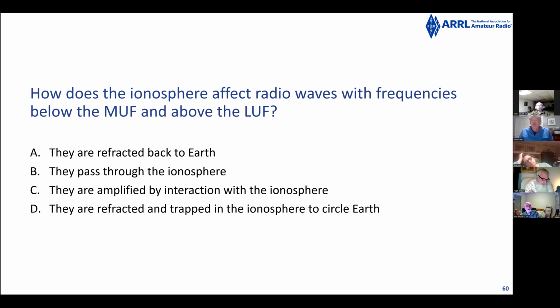How does the ionosphere affect radio waves with frequencies below the MUF and above the LUF? A, they're refracted back to Earth. B, they pass through the ionosphere. C, they are amplified by interaction with the ionosphere. Or D, they are refracted and trapped in the ionosphere to circle Earth. A. That's right, A. Between the MUF and the LUF, ionospheric propagation is possible. In other words, signals are bent back to Earth.